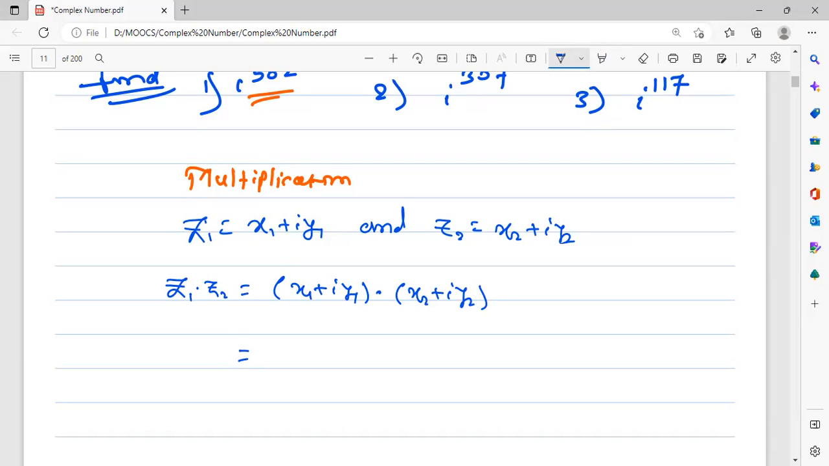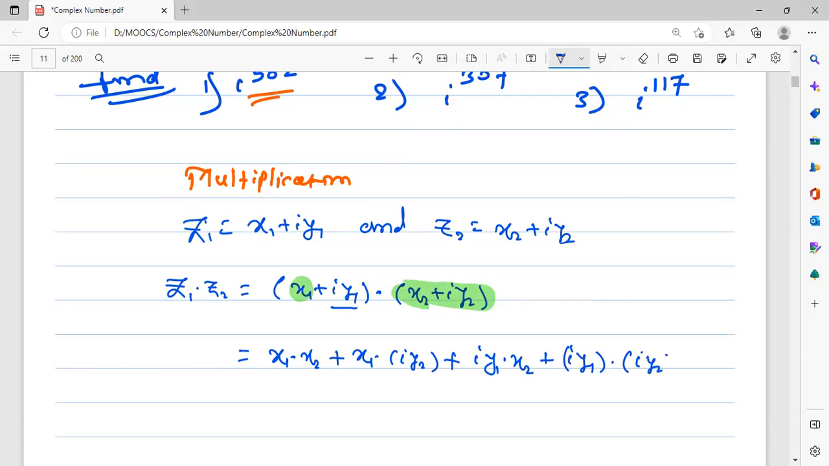Here I am multiplying x1 to this whole, what will we get? x1 into x2 plus x1 into iy2, plus, now I am multiplying this iy1 to this: iy1 into x2 plus iy1 into iy2. This is equal to x1 into x2.